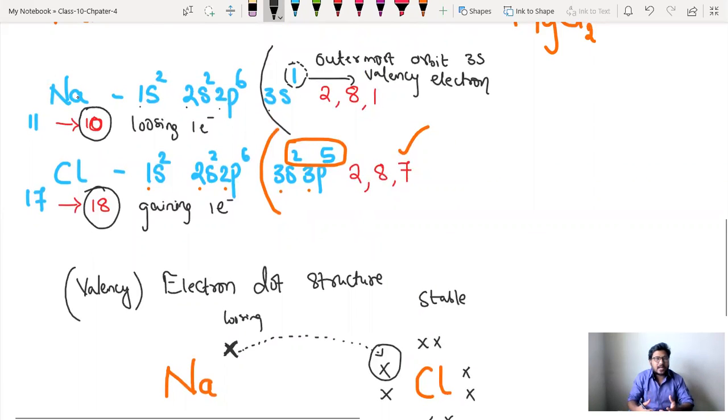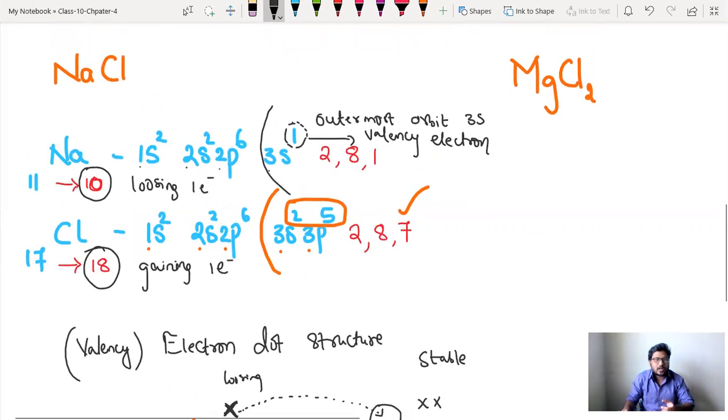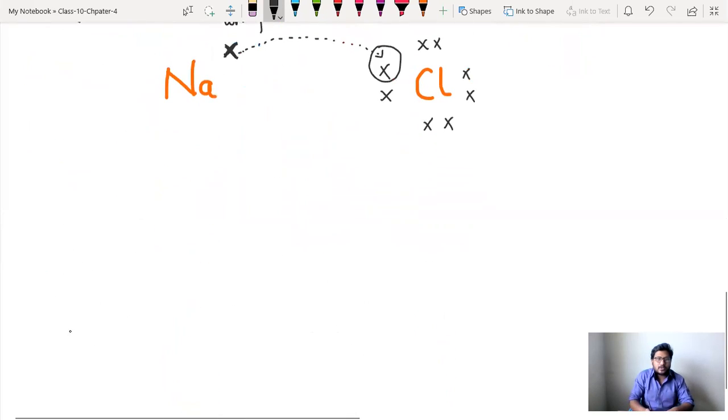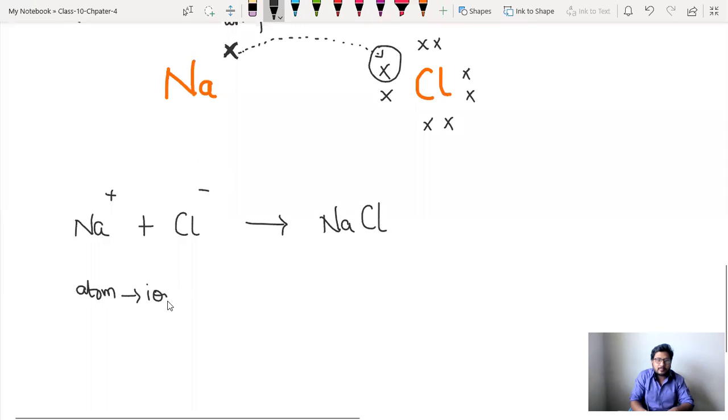How has it become stable? One by losing an electron, one by gaining an electron. So that is why we write the reaction like this: Na, after losing an electron, becomes Na plus; Cl, after gaining an electron, becomes Cl minus; gives rise to NaCl. Don't represent plus and minus in the molecule, because those are ions.